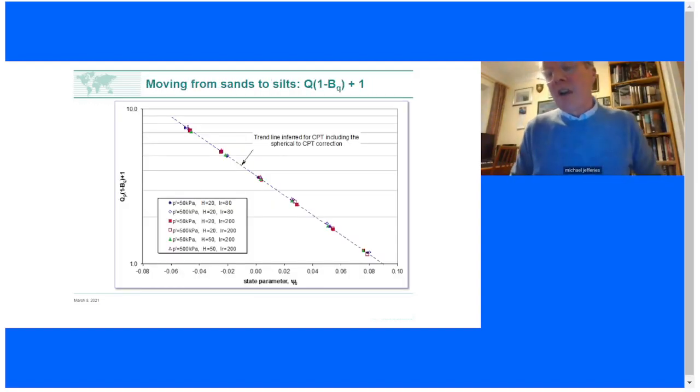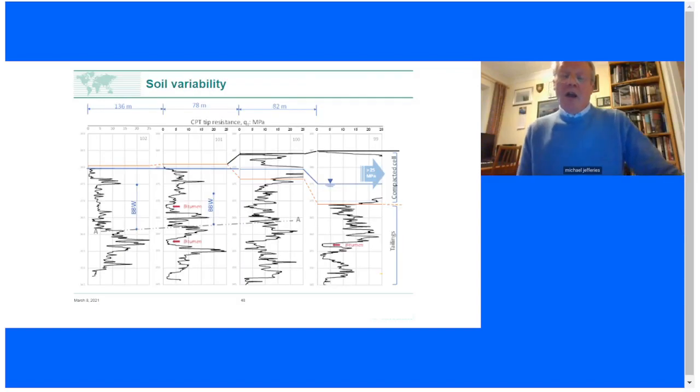What about undrained behavior? The answer is it's exactly the same, except instead of using Q, we use this formula of Q times (1 minus BQ) plus 1. That is, we've got to introduce the measured pore pressure by the CPT into the framework, and the framework then continues. Okay. Now to the engineering use of this.